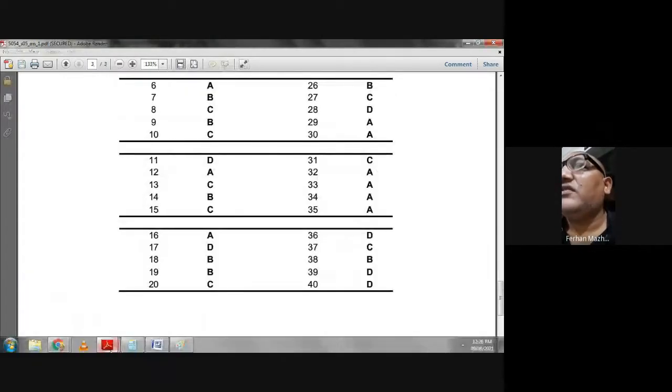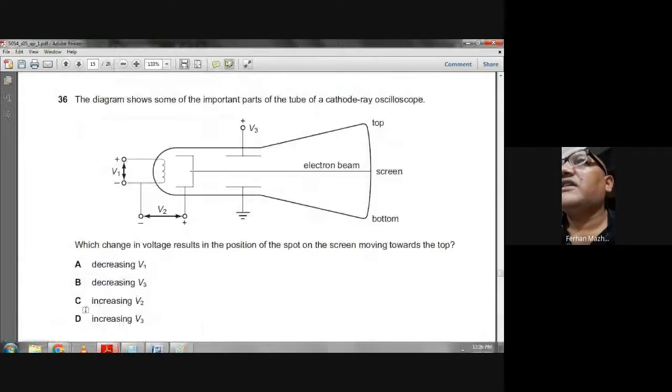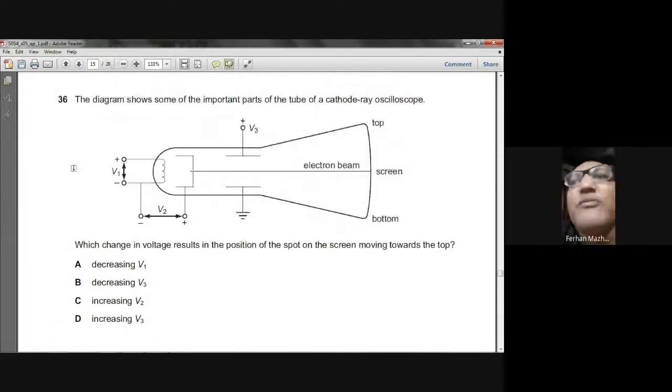Okay, that's good. Question number 36, he says the diagram shows some of the important parts of a tube of a cathode ray oscilloscope. Which change in the voltage results in the position of the spot on the screen moving towards the top?